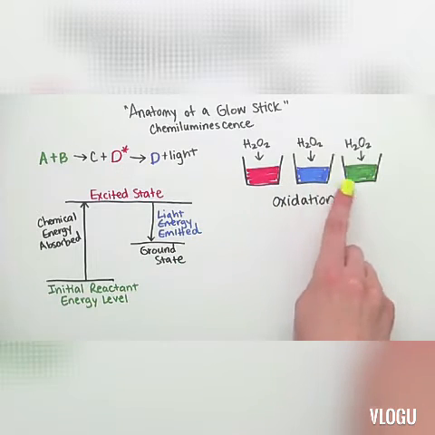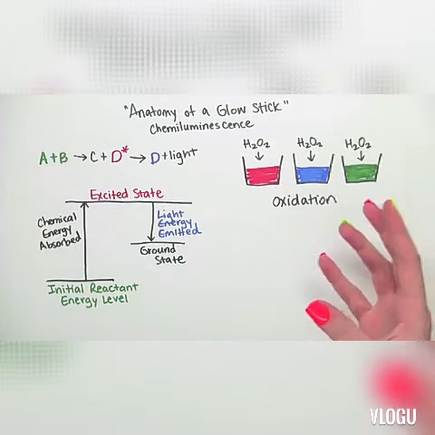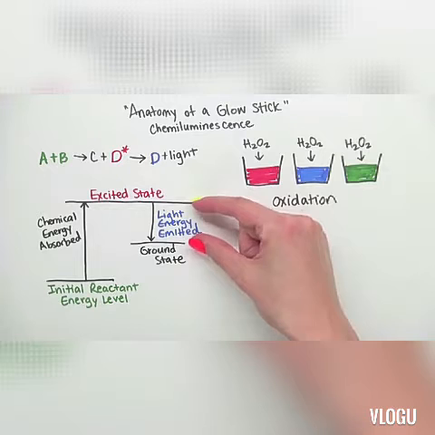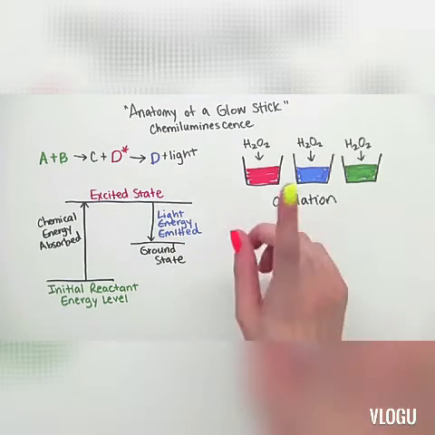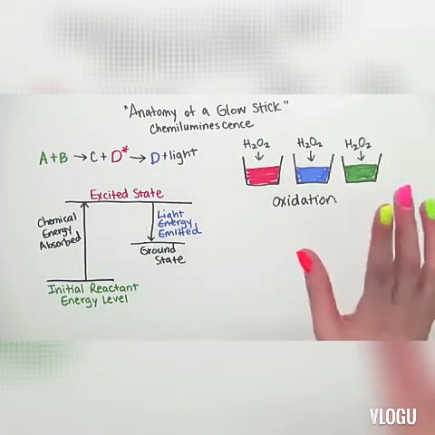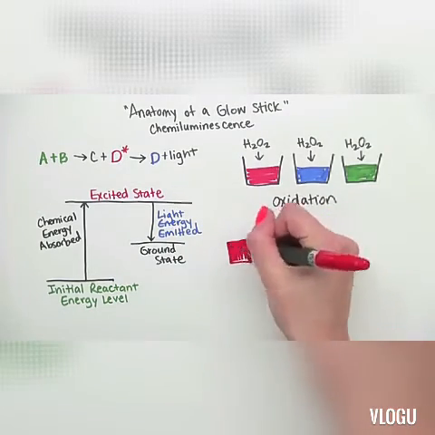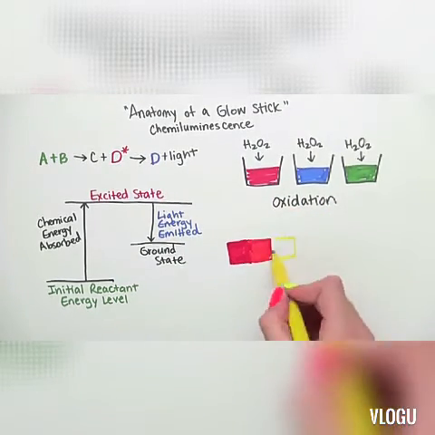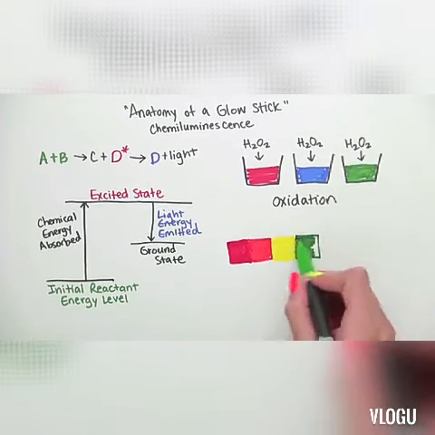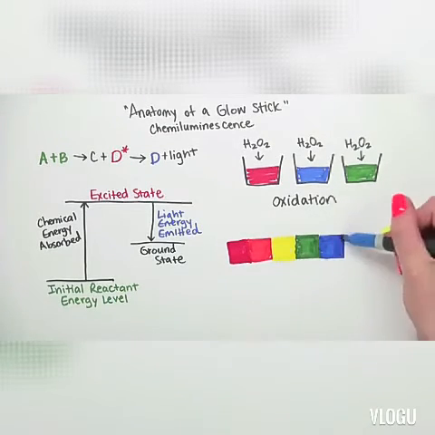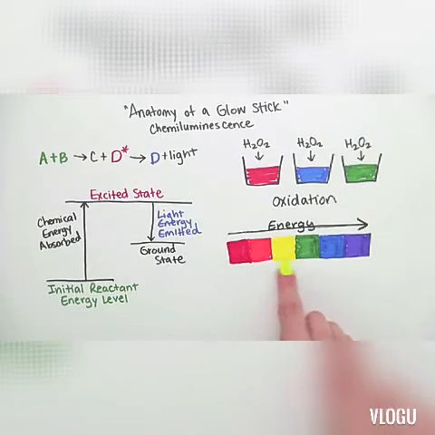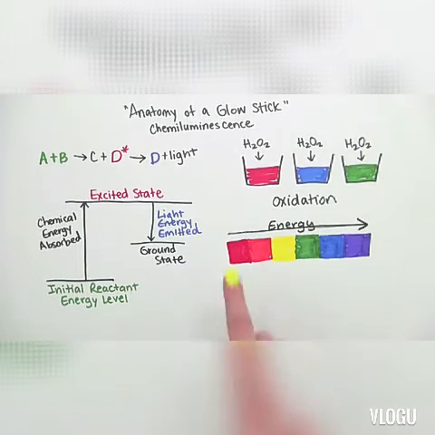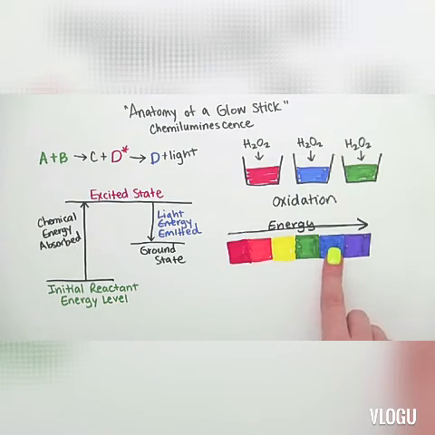So why did each of these chemicals glow a different color? Well, it's because they each emitted a different amount of energy, and energy equals color. So let's think of it in terms of a rainbow spectrum. So the amount of energy increases as you move up the spectrum. So red is lower energy than blue.